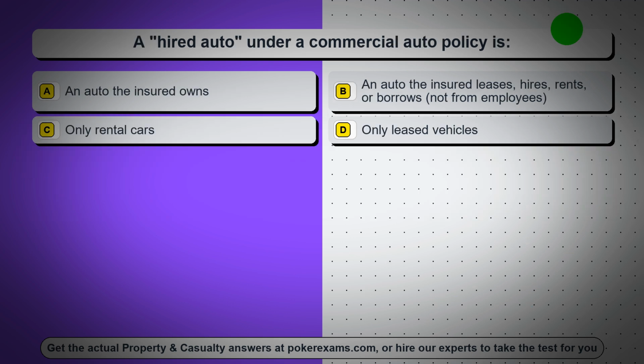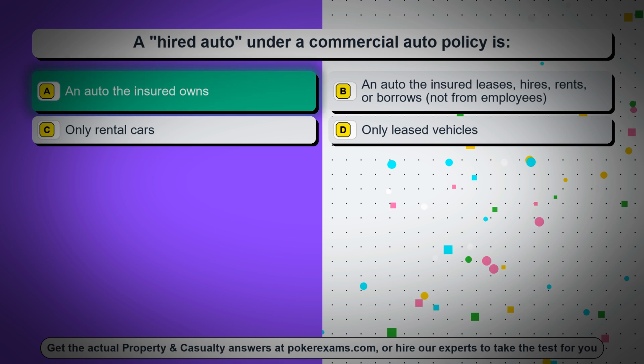Question 25. A hired auto under a commercial auto policy is: Option A, an auto the insured owns. Option B, an auto the insured leases, hires, rents, or borrows, not from employees. Option C, only rental cars. Option D, only leased vehicles.